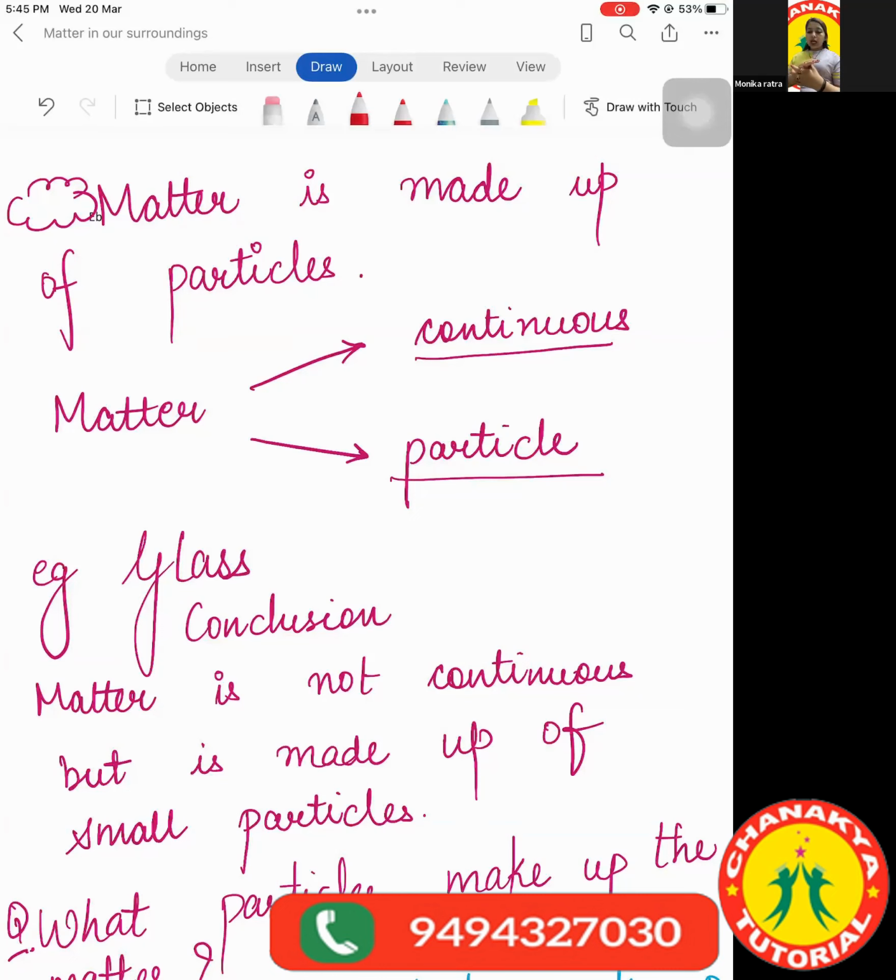We took the example of glass, maybe the spectacle glass or any glass. Not the glass which we drink, but the glass which is transparent, through which we can see anything. So if we take that glass, it appears to be continuous, but when we drop it, it shatters into very small particles, right? So by taking this example, we concluded that matter is not continuous. It may look continuous, but it is not. It is made up of many, many, many particles. Clear, everyone?